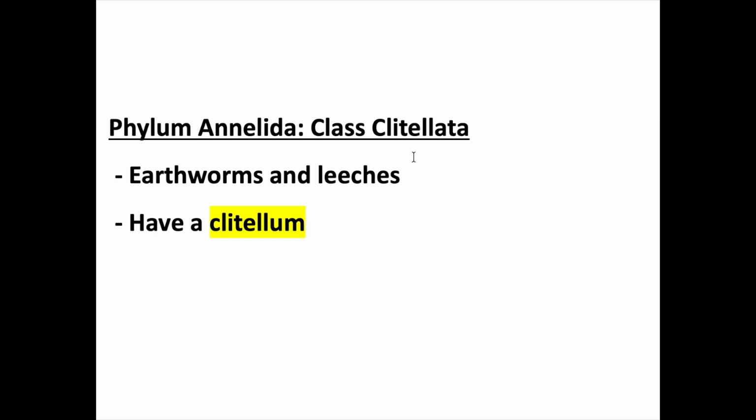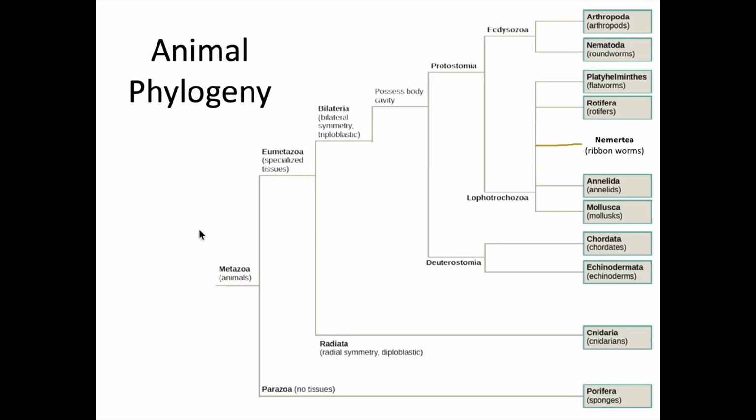Clitellata includes earthworms and leeches, and these worms have a structure called a clitellum. The key terms define this as a specialized band of fused segments which aids in reproduction. Okay, that's it for annelid worms, and actually that is the last of our Lophotrochozoans. We were in here for flatworms, for rotifers, for ribbon worms, for the segmented worms, and for mollusks.